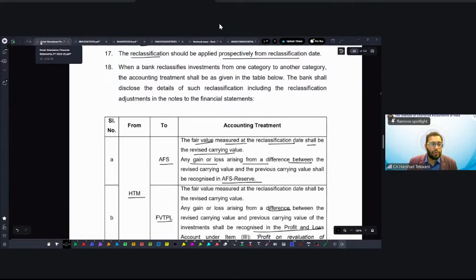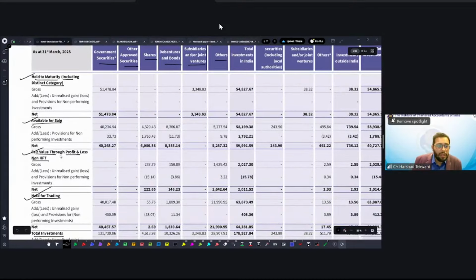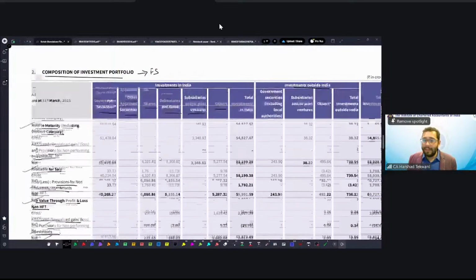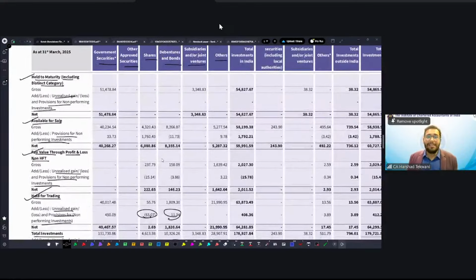If I just show you, everywhere you will see unrealized gain. Now this is held to maturity. There is an unrealized gain and provision for non-performing investment. So these are the adjustments which are already there. As an auditor, we should be aware whether these adjustments are appropriate or not, whether the bank is allowed to perform these adjustments, or whether they are in line with the directions issued by the RBI.